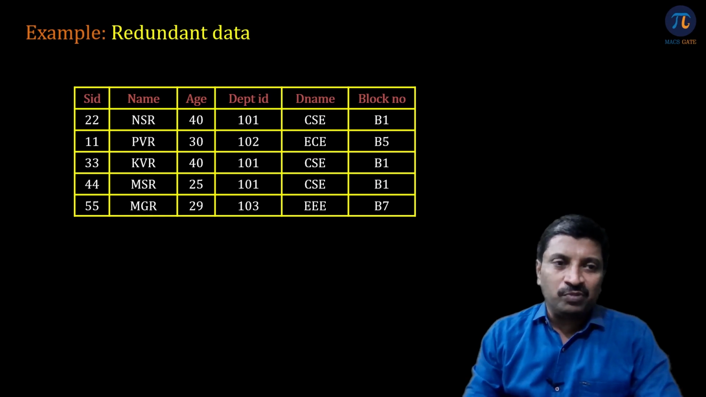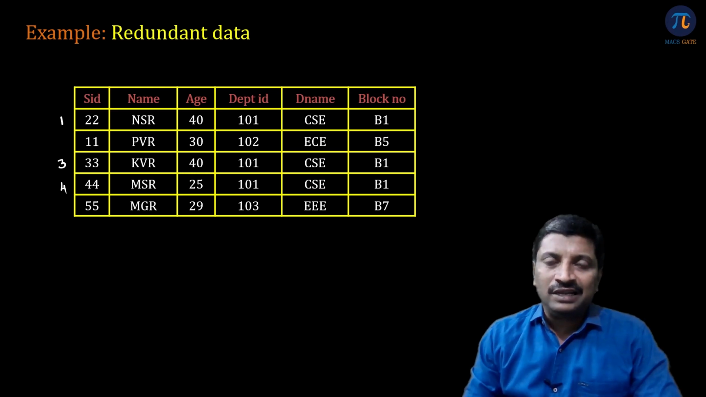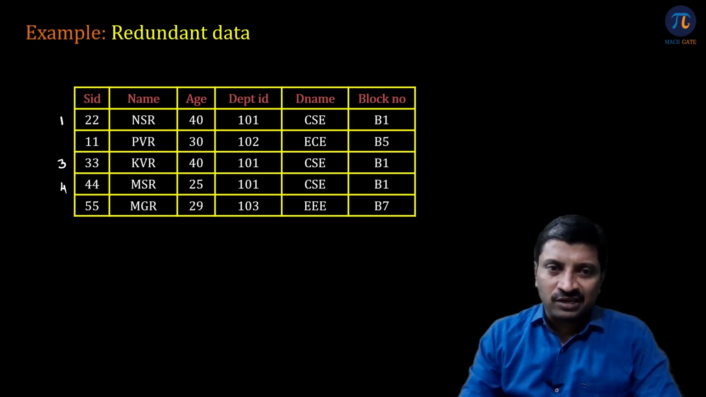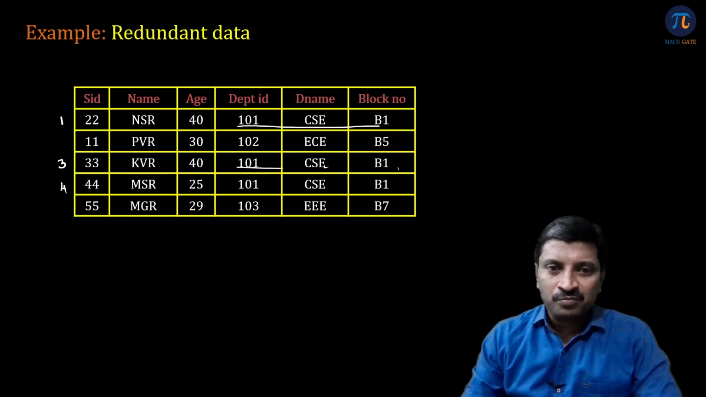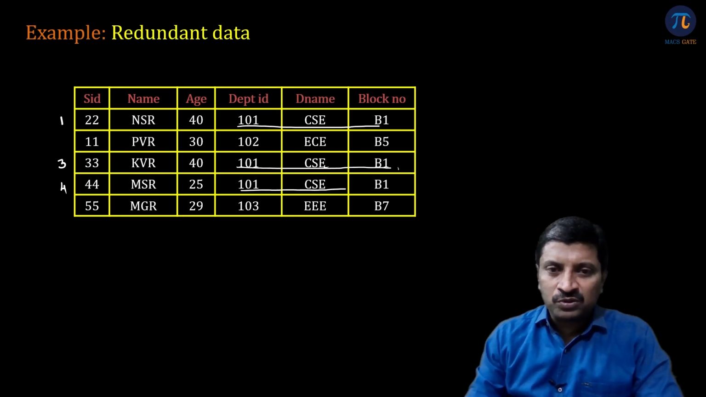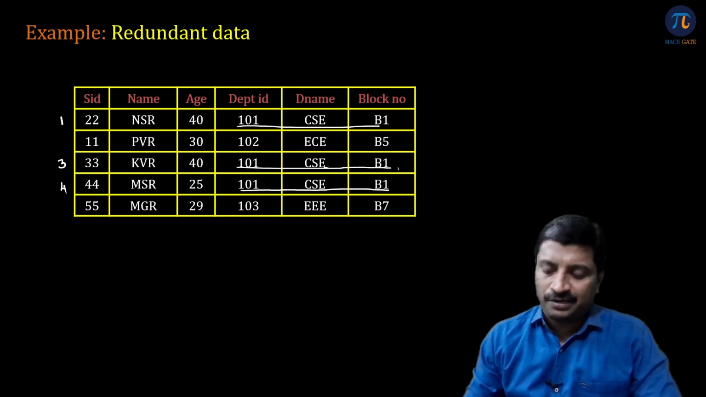For example, in this relation, the first record, the third record, and the fourth record contain the same information about the department ID 101. So the first record contains 101 CSC block 1. Similarly, the third record also has 101 CSC block 1. So the same information is stored in the first row, third row, and even the fourth row. So there is a duplication of data. This is an example of redundant data.